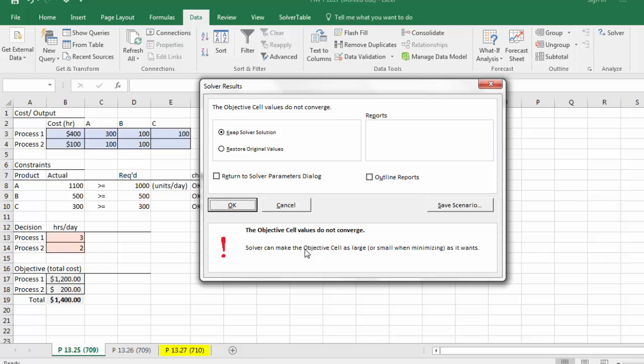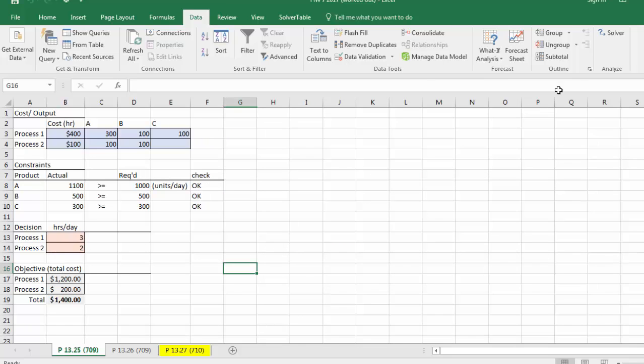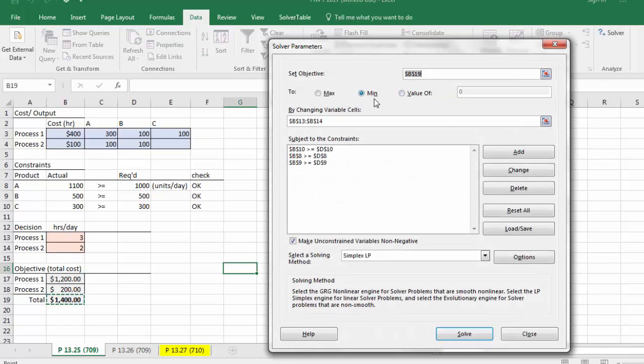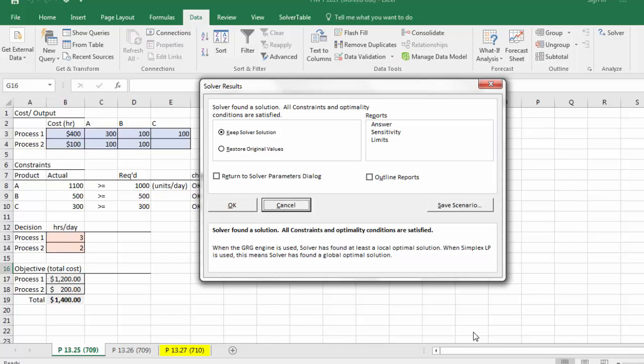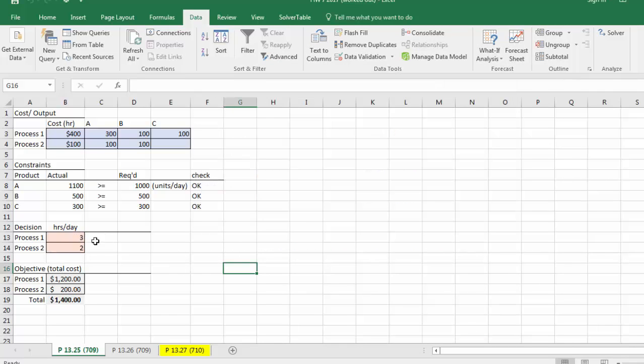Actually, the first time I ran this myself in practice, I got this error and I said, oh, what did I do wrong? Oh, I know. I maximized instead of minimizing. Ran the solver again, and it'll keep everything that you just set up, and this time we'll just plug in the minimum instead of maximum, and we'll solve. And it found us a solution, 3 and 2. And we'll accept that, and we'll know the minimum possible cost is $1,400.